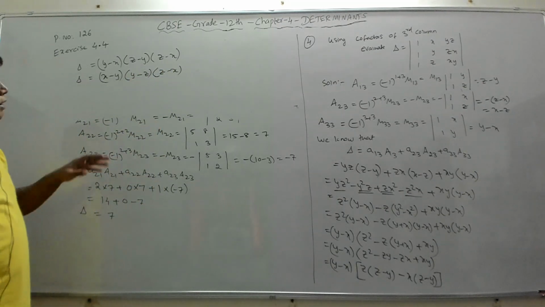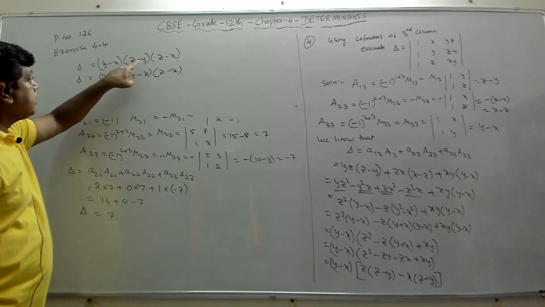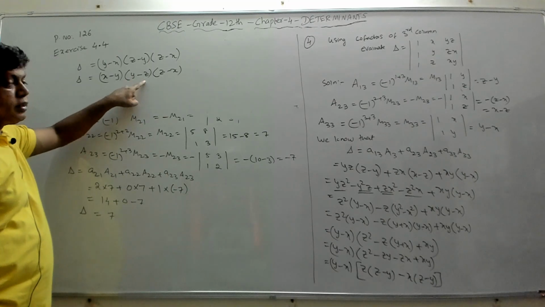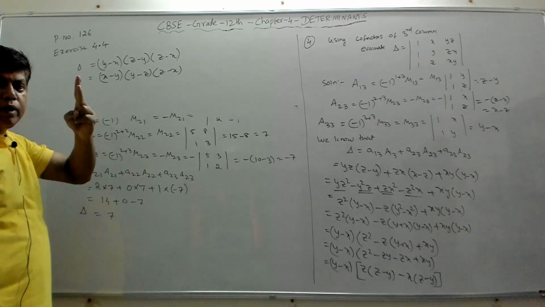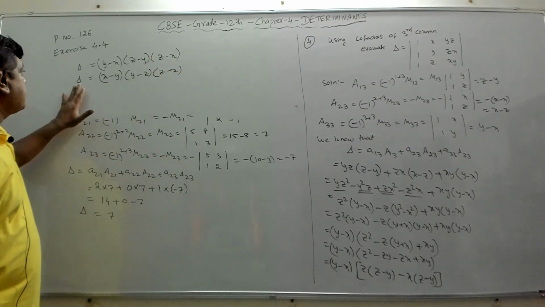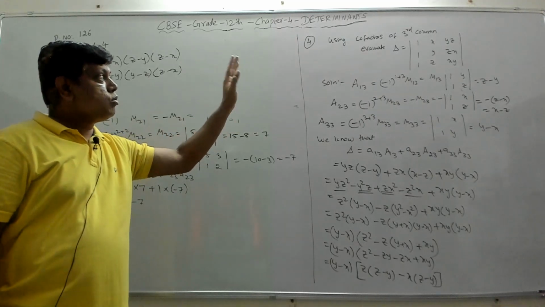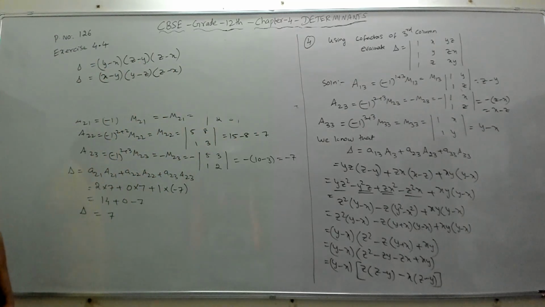Is that clear? So I am interchanging these two, that will throw me a negative. I am interchanging these two, z minus x, I am writing y minus z, that will give me another minus. Minus into minus, two minuses I got, so plus. Then this one I am writing as it is. So this is the value of the determinant which we have evaluated using the cofactors of the third column.